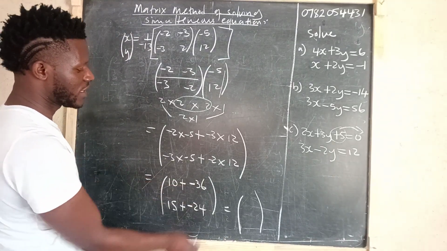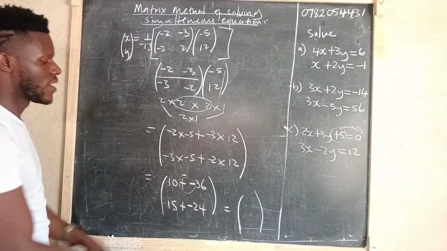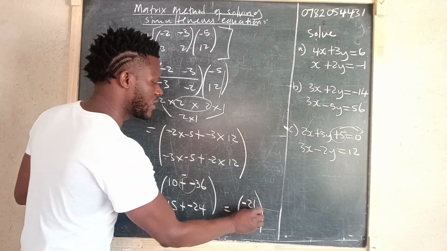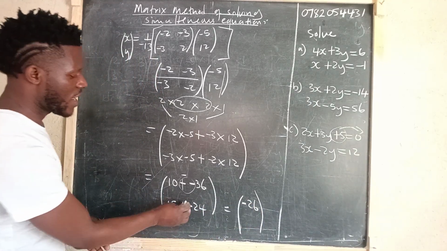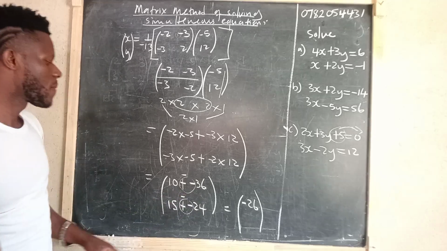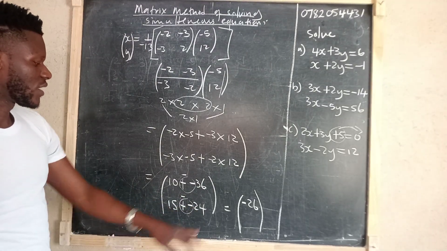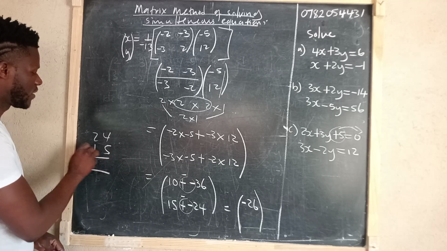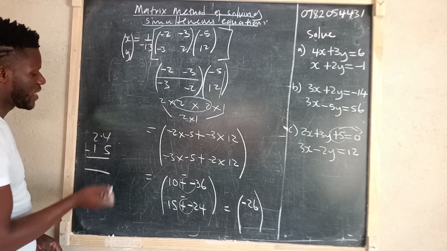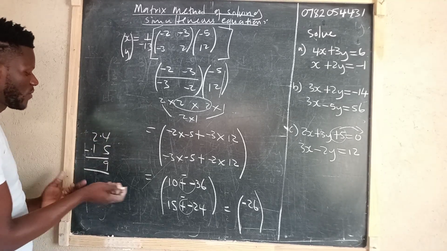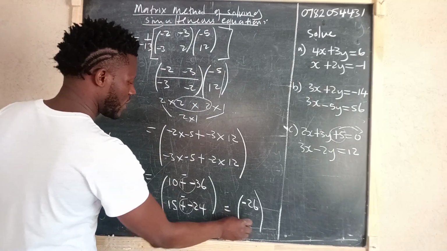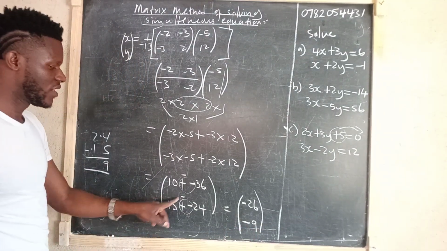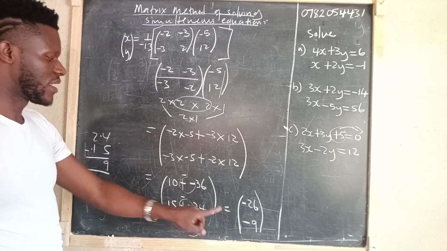10 plus minus 36. We are going to subtract here. It's 36 minus 10, but we get a negative answer, that is negative 26. Again, we are subtracting here. 15 minus 24, that's 24 minus 15, but at the end, we get a negative answer. 14 minus 5 is 9. So we get negative 9. If I'm not mistaken, 15 minus 24 is minus 9.